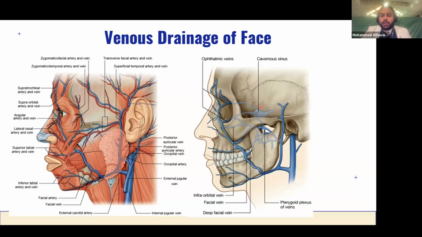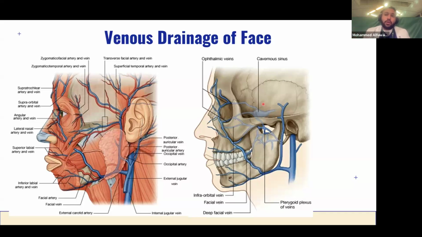Okay. Why is this important? If you have an infection in this area of the face, which is the danger triangle of the face, for example sinusitis, cellulitis, anything superficial in this area, or a dental infection, it can go into the cavernous sinus and cause cavernous sinus thrombosis. What's important about cavernous sinus thrombosis is the structures inside the cavernous sinus.